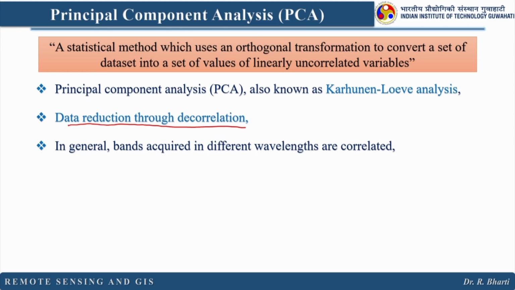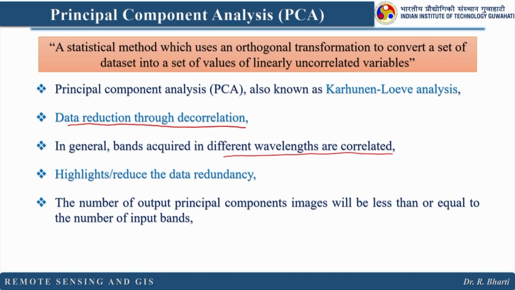In general, bands acquired in different wavelengths are correlated. I hope you have understood this because I have just covered it. It highlights or reduces the data redundancy. Data redundancy means if one piece of information is coming in all the bands, then it is redundant. Information is coming again and again. So you want to reduce that repetition of the information in different bands. So we will be using PCA.